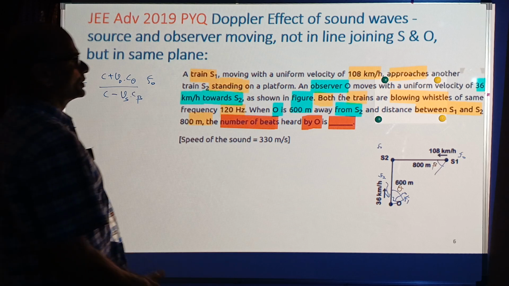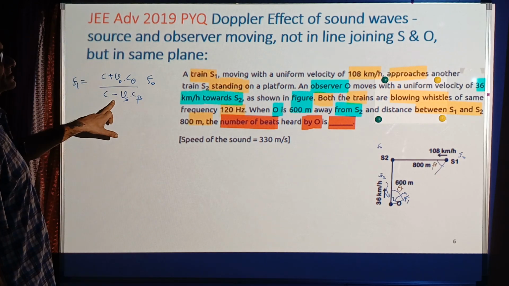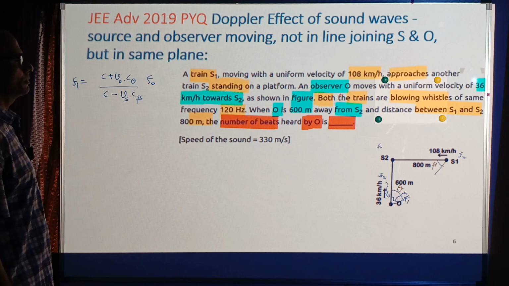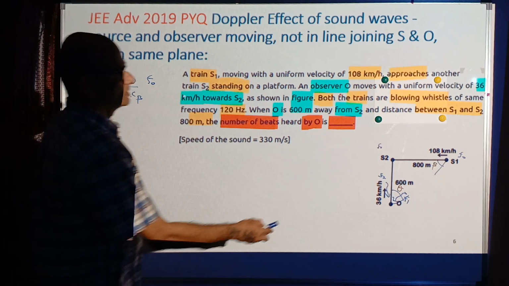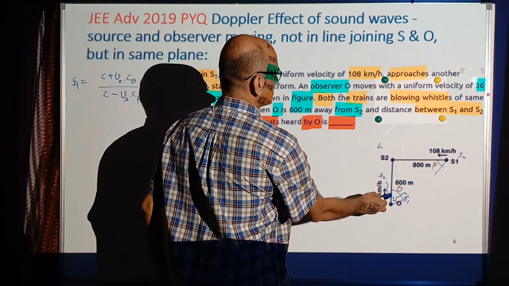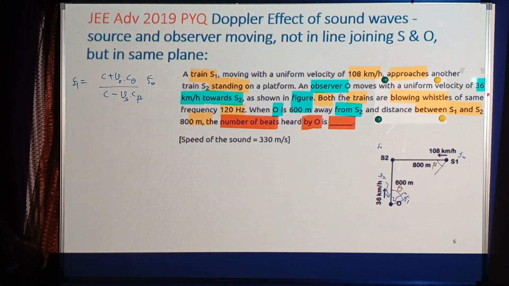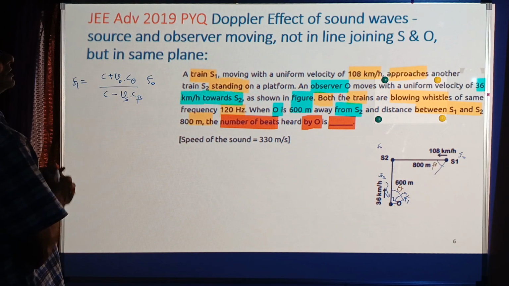Okay, and source is moving towards observer, so we'll have a minus sign, and observer is moving towards the source, we'll have a plus sign. Both the movements are contributing to increasing the frequency. Observer is moving towards the source when it goes up, and source is moving towards the observer when it goes like this.